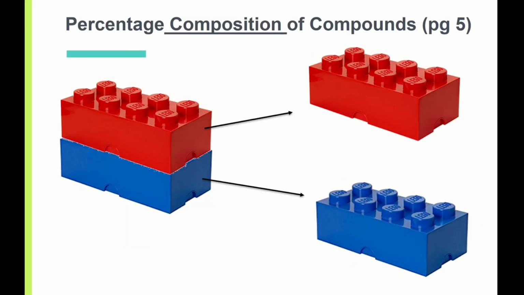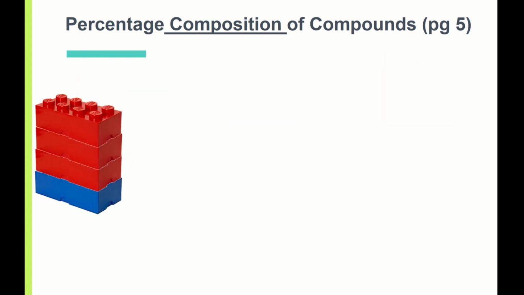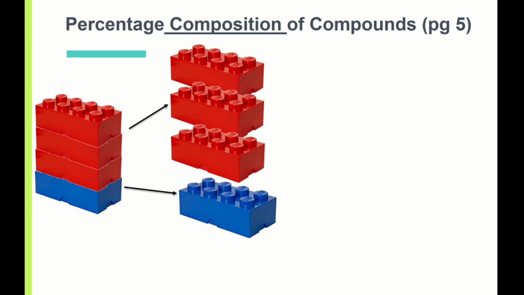I have a block of red Lego brick and blue Lego brick. If I were to ask you, this combination, what is the percentage composition? Do you agree with me that this model here is made up of 50% red and 50% blue? Agree, right? Moving on, I have this model here, and I'm going to ask you, what is the percentage composition of red Lego block? And your answer is 75%.